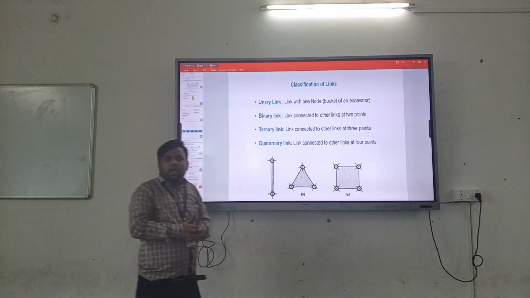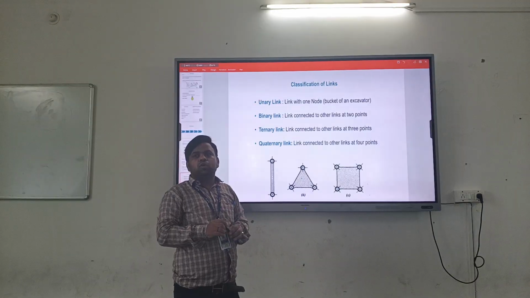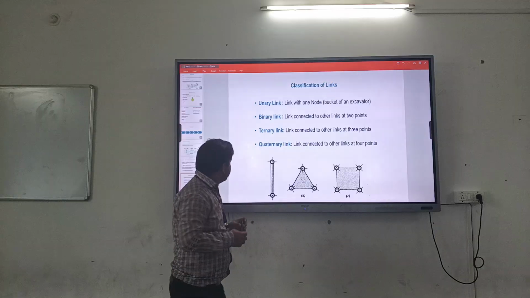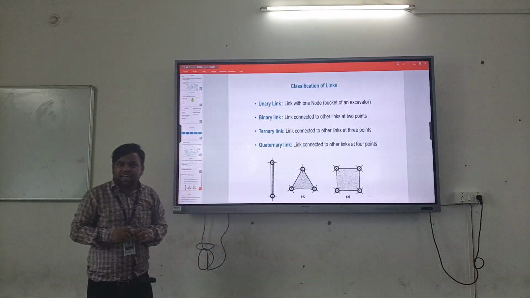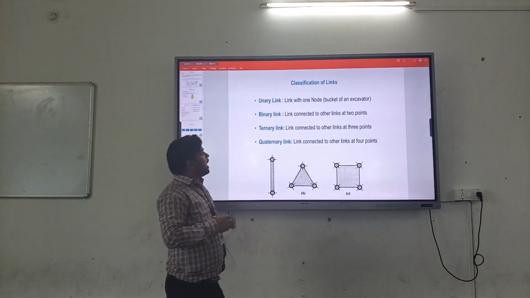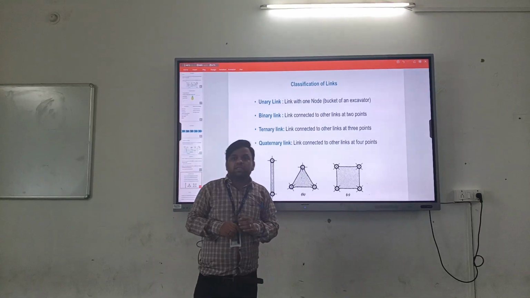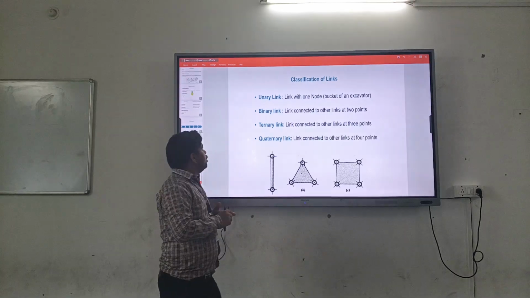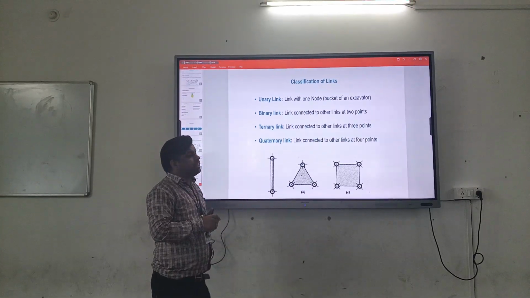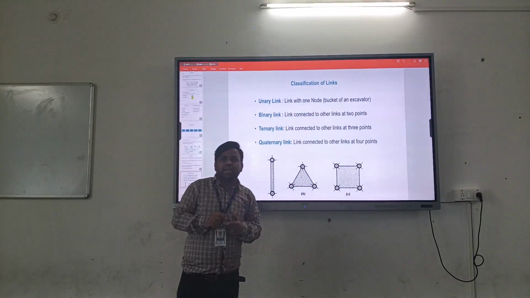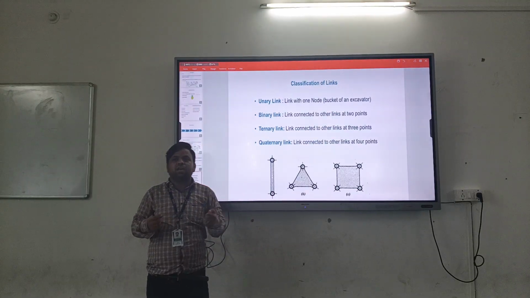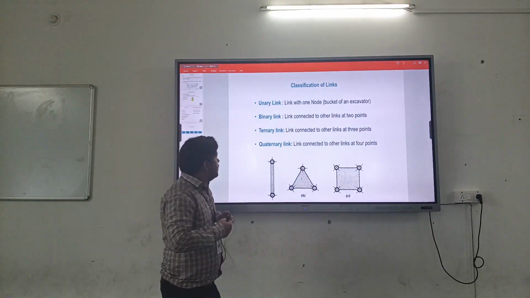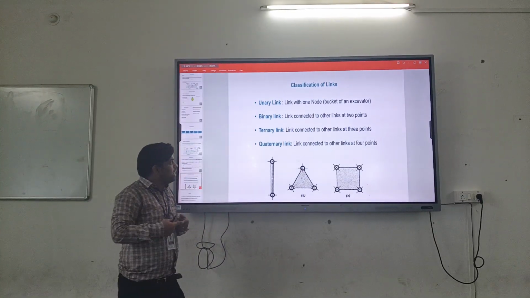Now, links can be classified into unary link, binary link, ternary link and quaternary link. So a unary link has one node. The link having one node point is called a unary link. Another is the binary link. The link having two joints connected with another link, so that it has two nodes, is called a binary link.